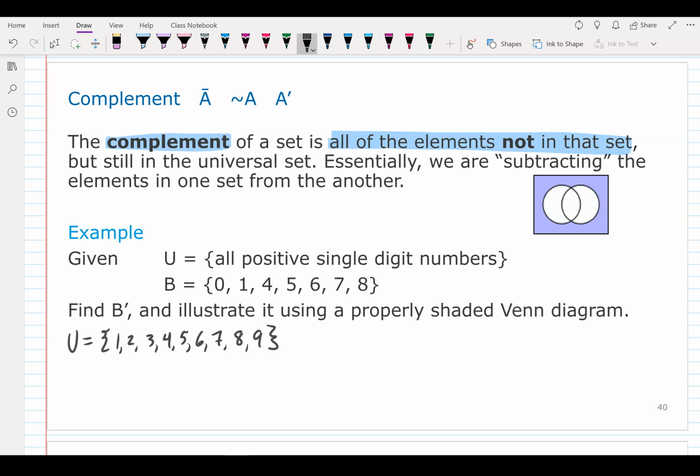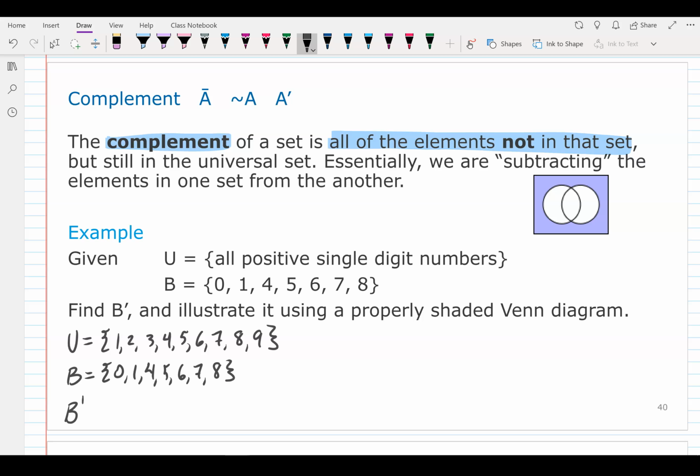It gave us the set B. It's the numbers 0, 1, 4, 5, 6, 7, and 8. And we need to find the complement of B. Then illustrate it using a properly shaded Venn diagram. So it's a good idea sometimes to write it out if you're not sure. B is this set.